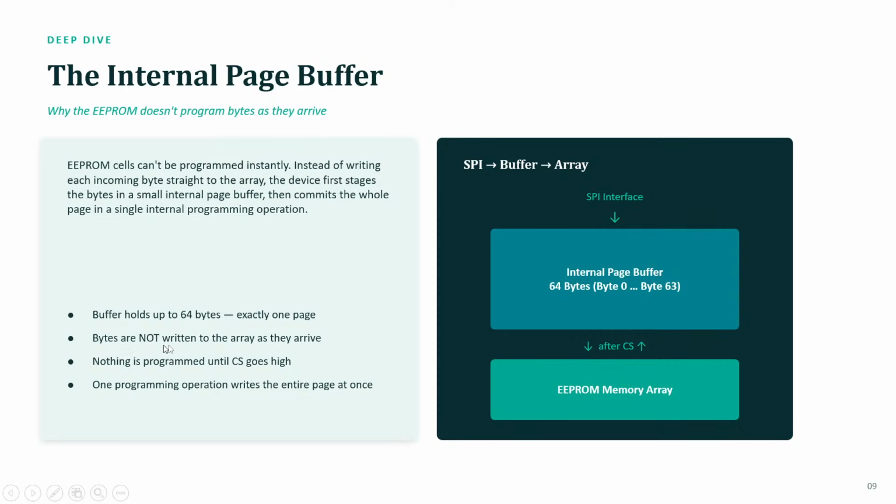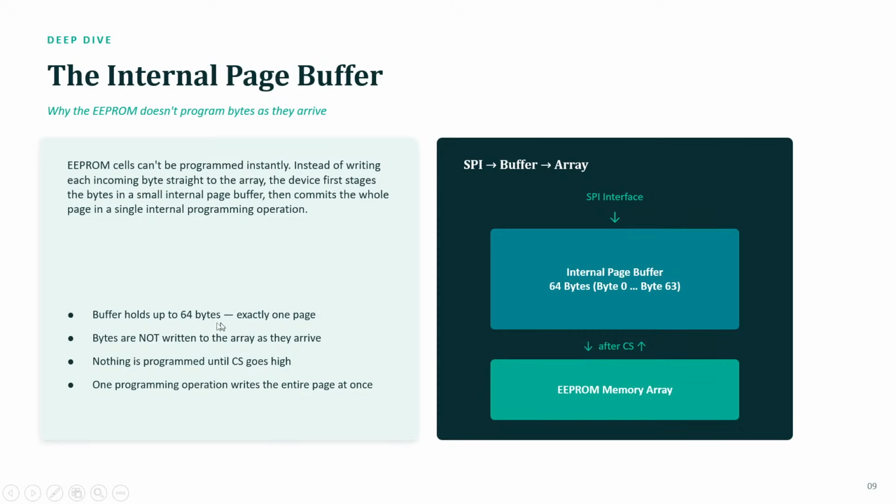Bytes are not written into the array as they arrive. You can see in this block diagram that from the SPI interface we send the bytes of data, and we think it is stored in the memory array directly, but no. First of all, it is stored inside something known as the page buffer. You can send up to 64 bytes of data. After completing the sending of the bytes, the data from this page buffer will be pushed into the memory array.